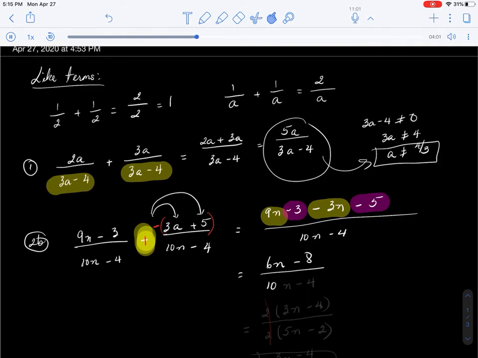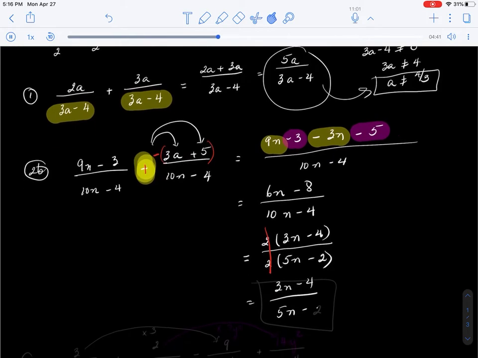So 6n minus 8 over 10n minus 4. If I look at this, they are divisible by 2, so I can factor this out. The top one gives me a 2 times 3n minus 4. The bottom gives me a 2 times 5n minus 2. Then I simplify further. The 2s cancel. That gives me 3n minus 4 over 5n minus 2.